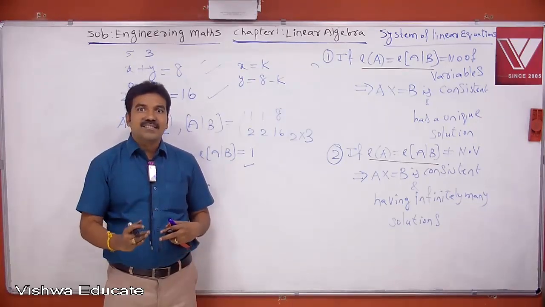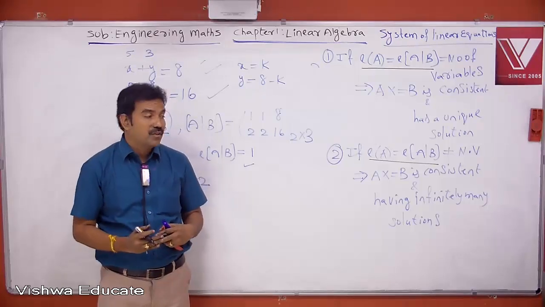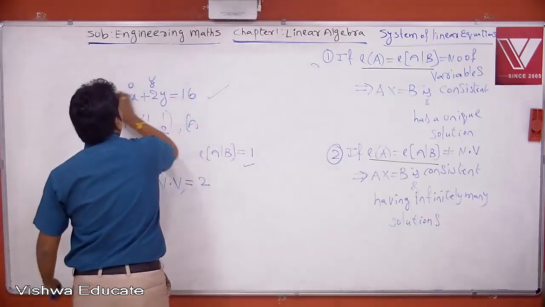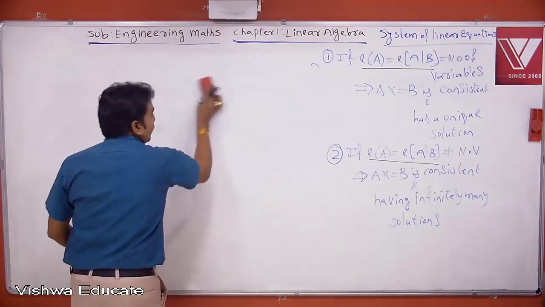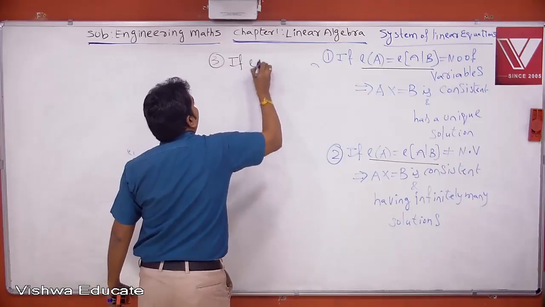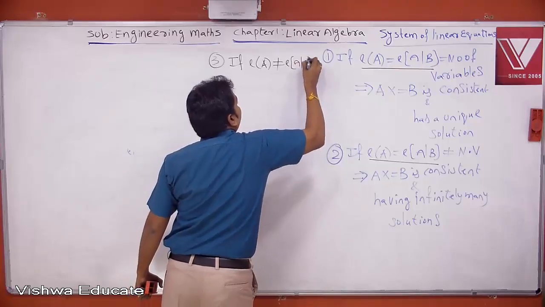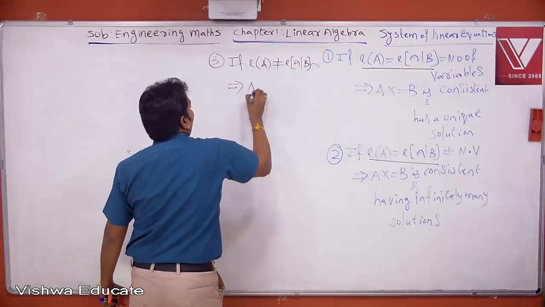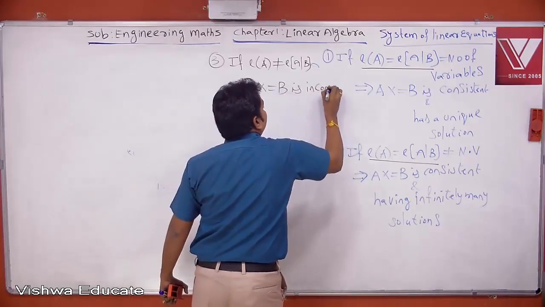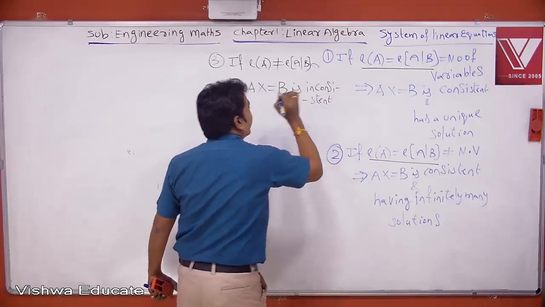So when do you say that the system is inconsistent? If rank of A does not match with the rank of the augmented matrix. Therefore, case 3 we can write directly like this. Case 3: if rank of A does not match the rank of the augmented matrix, this implies AX equals B is inconsistent.